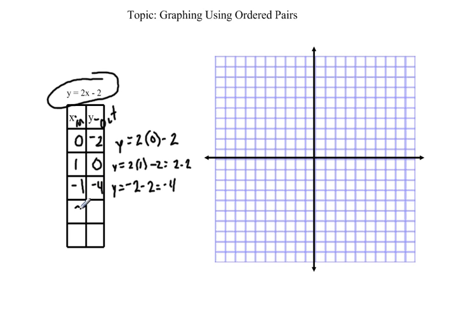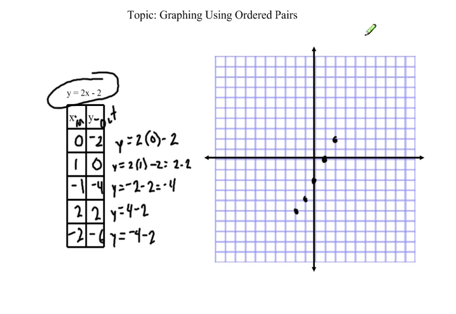And then I'm going to go ahead and put a positive 2 and a negative 2 in as well. If you put a positive 2 in for x, y equals 4 minus 2, which is 2. Then you put a negative 2 in for x, and you get y equals negative 4 minus 2, which is negative 6. So when you plot those, there's your 0, negative 2, 1, 0, negative 1, negative 4, 2, 2, and negative 2, negative 6.